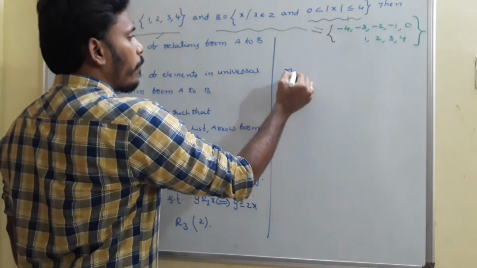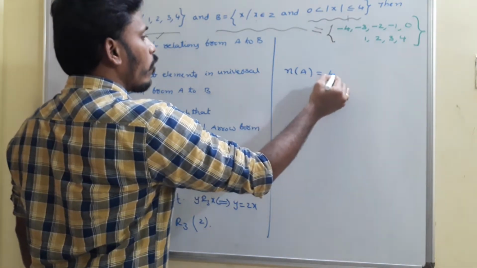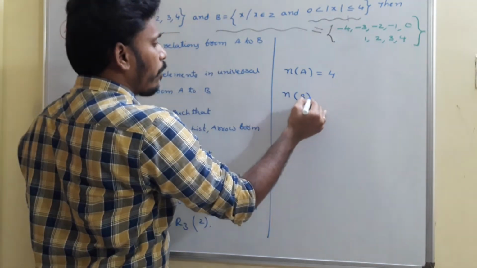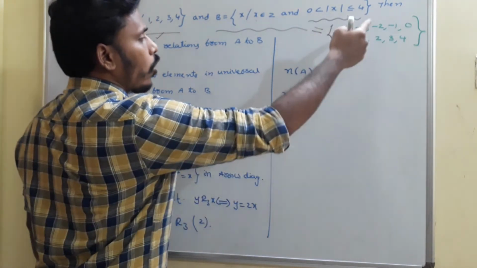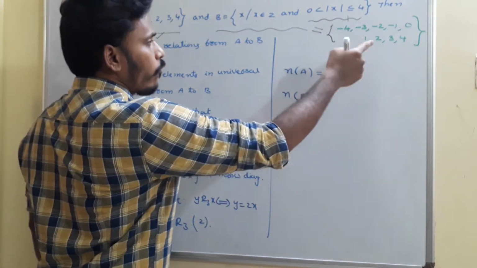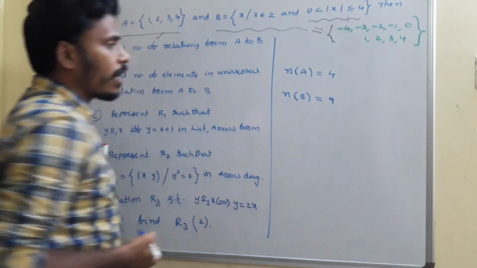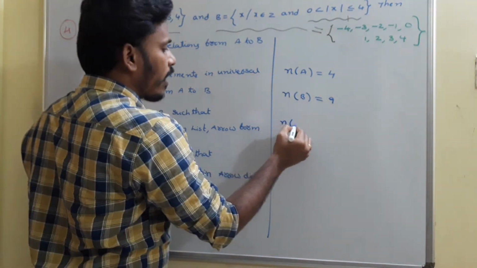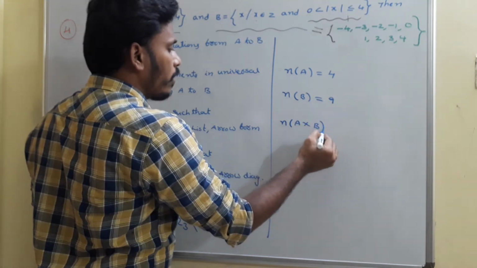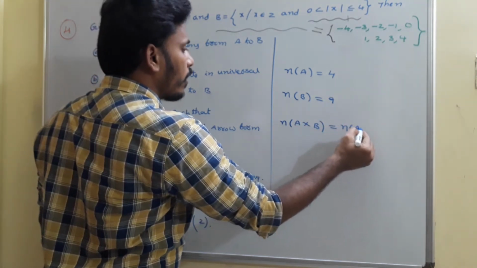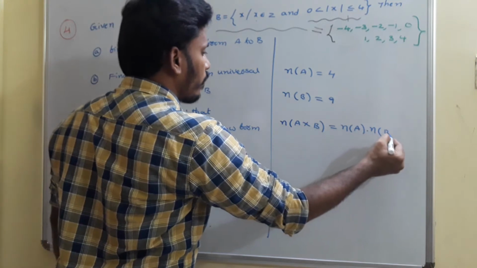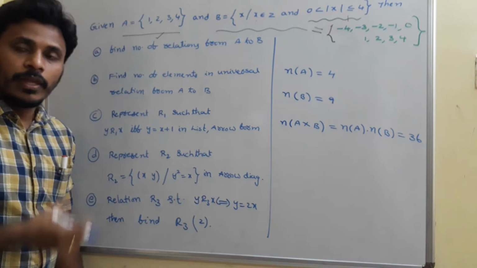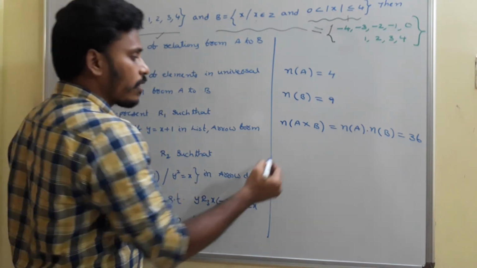So n of A, how many elements are there in set A? 4 elements, right? 1, 2, 3, 4. And then think about n of B, number of elements in set B. If you count all these elements, minus 4 to 4, 9 elements are there in n of B. Since A contains 4 elements, B contains 9 elements, n of A cross B is simply n of A into n of B, which is nothing but 4 into 9. Okay, and that is 36. So number of elements in A cross B is 36.